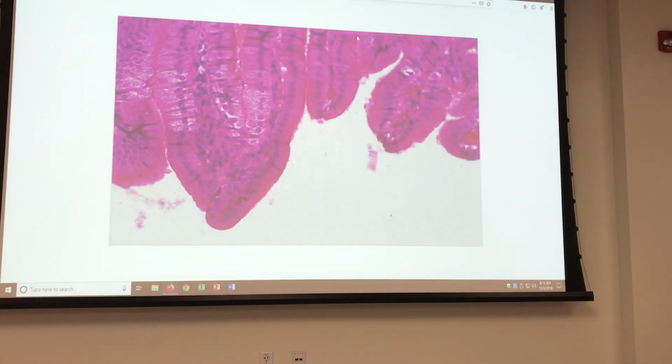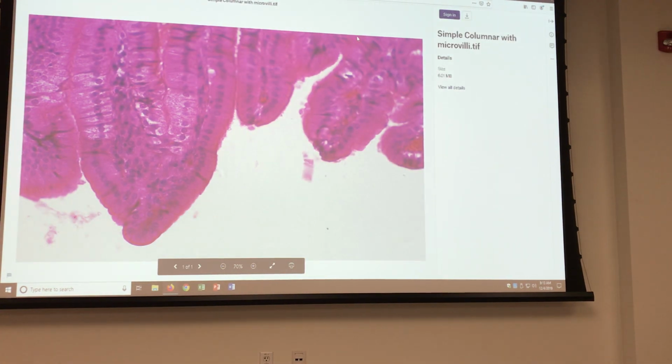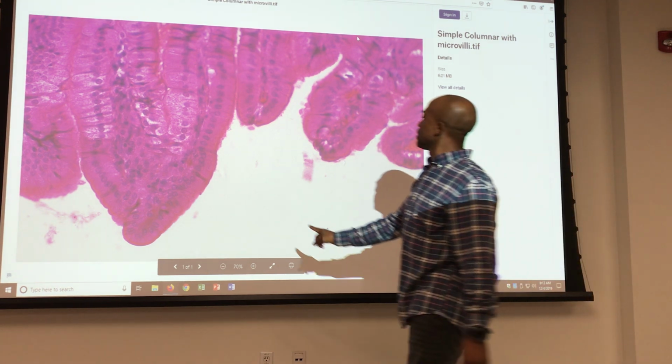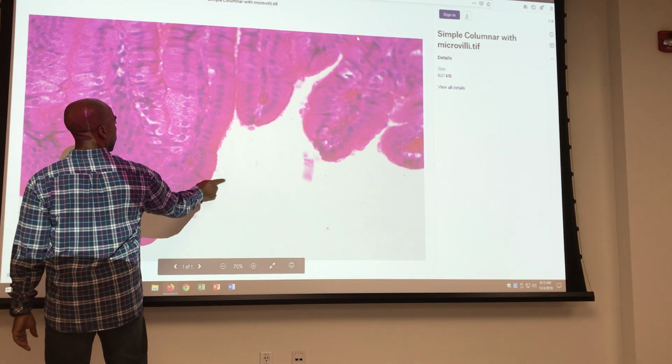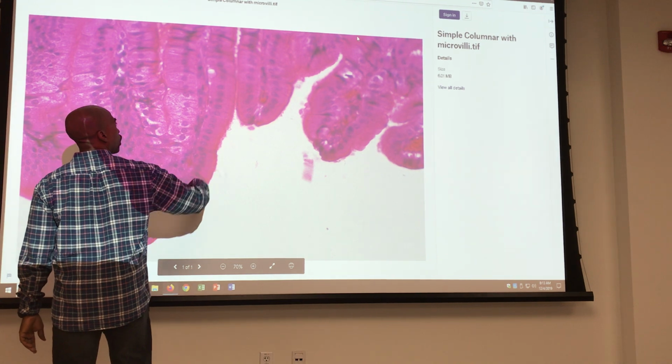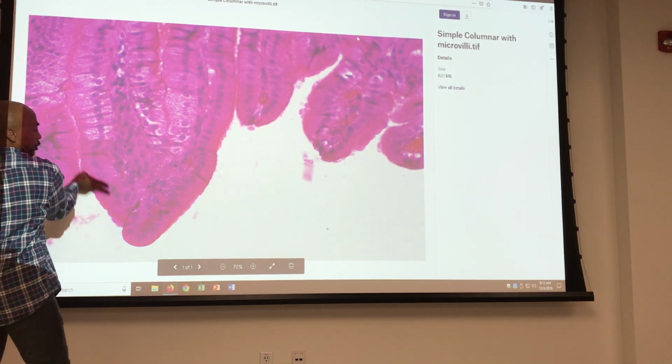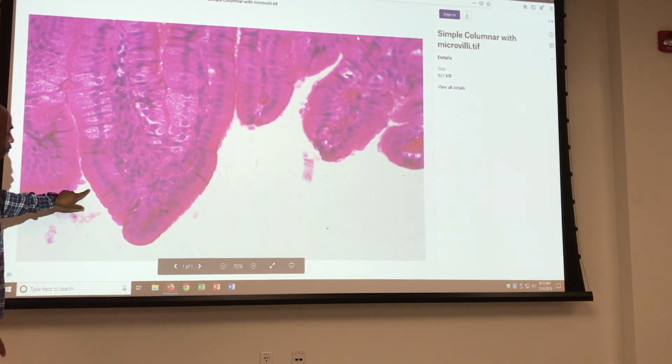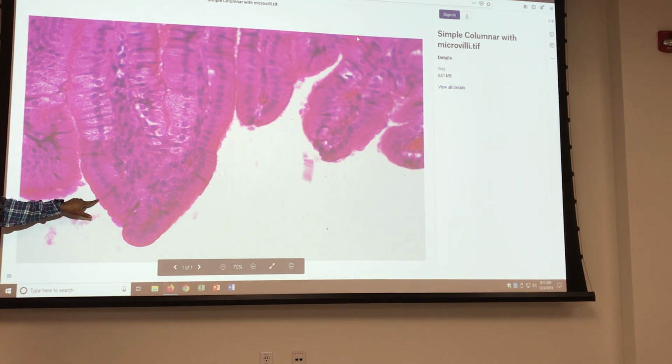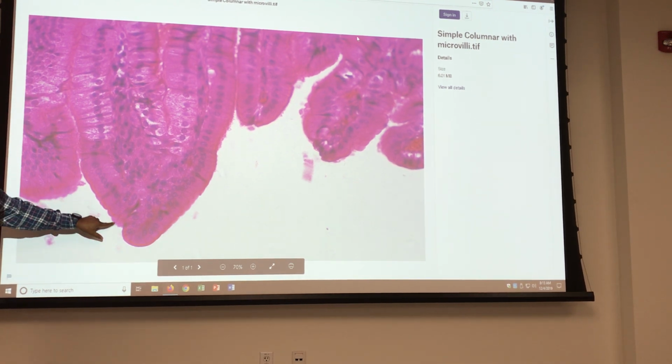This is a simple columnar with microvilli. This is typical of your GI tract. You can see here's a cell. Cell. It's a simple columnar, one layer of cells, and the edge is microvilli. It's not cilia. It's what's called a brush border on the edge.